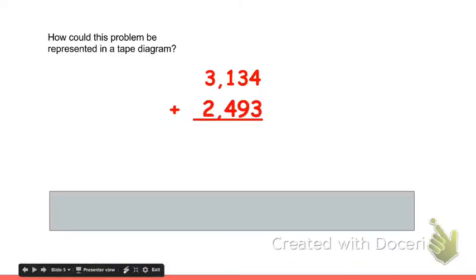All right, so moving on. Look at this one. How could this problem be represented in a tape diagram? I want you to go ahead and draw it on there, and I'm going to have at least one of you draw it on here. So somebody show me on your table, how could this be represented in a tape diagram? Go. Just do it, just on your table.